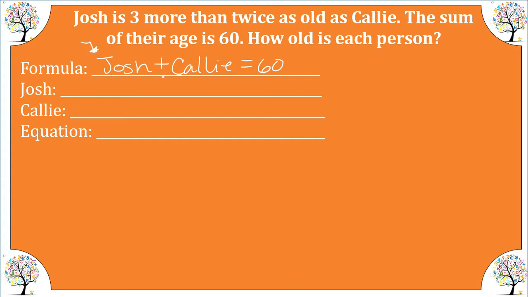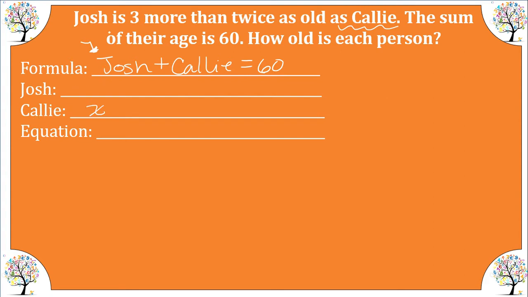Now we need to represent Josh and Callie, but we only need to use one type of variable, and I will probably always use x. It says Josh is 3 more than twice as old as Callie. My rule of thumb is the part of the situation that you know the least about will be our variable. We know nothing really about Callie, so I'm going to let x stand for Callie, her age.